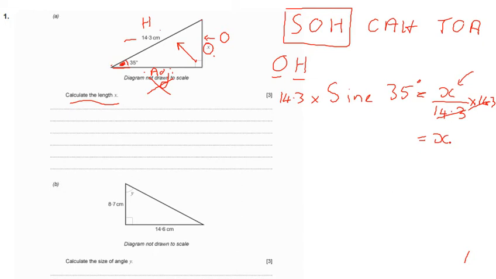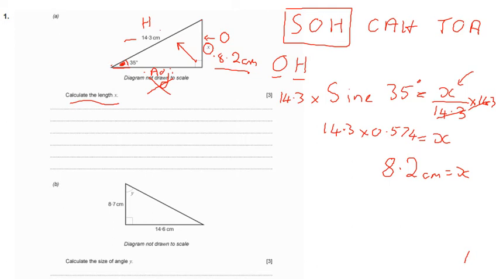The sine of 35 I put into my calculator, and it comes out at 0.574. And then I have to multiply that, of course, by the 14.3. So if we put that into our calculator, it comes out as 8.2 centimetres. Don't forget the units, centimetres, and that's the value of x, the side length. So this side length here is 8.2 centimetres.